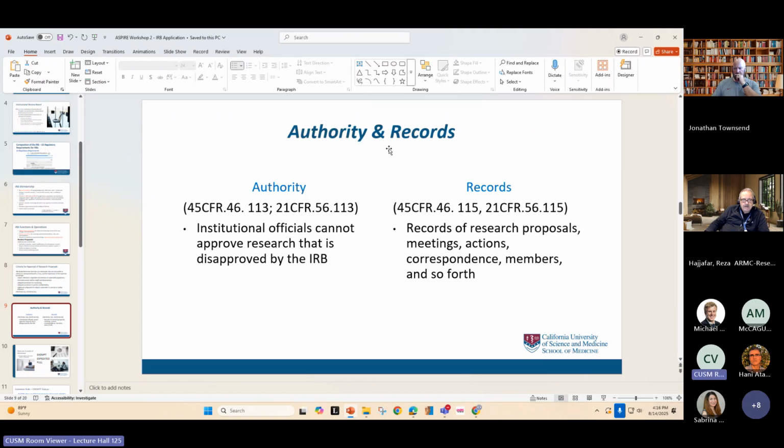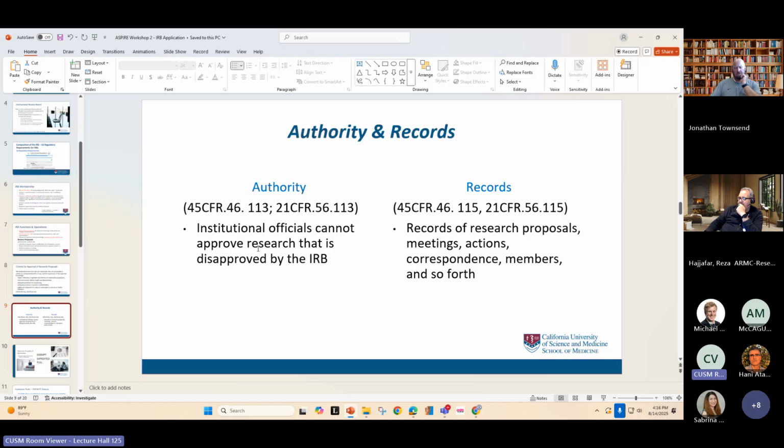So authority and records. For the IRB, they have authority. Institutional officials cannot approve research that is disapproved by the IRB. So if the IRB says no, it doesn't matter if there are administrators on your campus or your organization, they cannot overturn that. They cannot proceed with any activities because the IRB disapproved it.